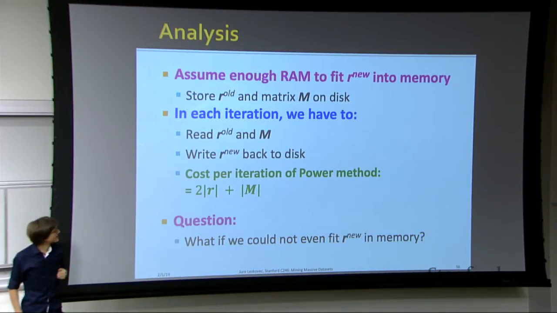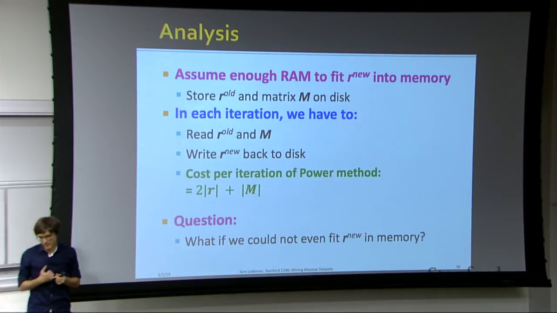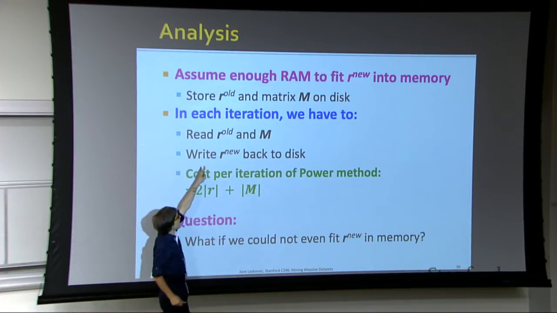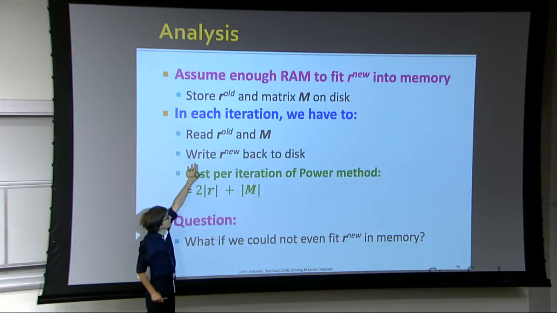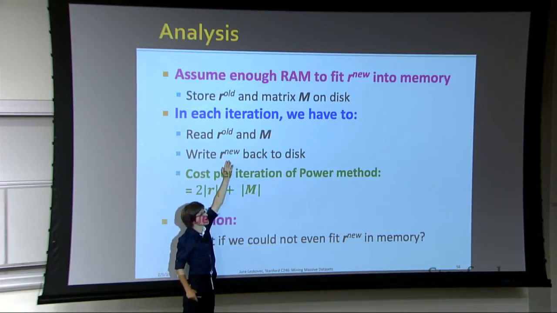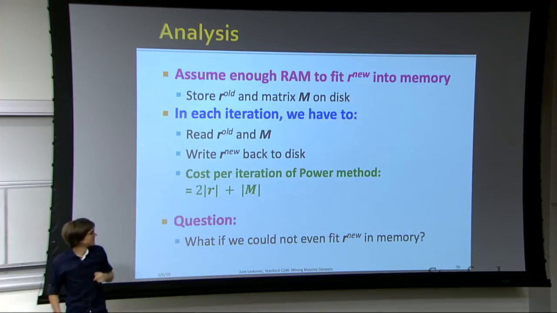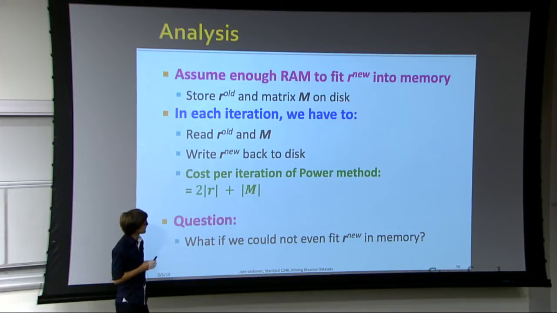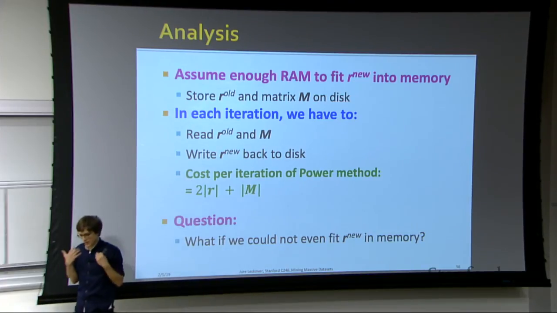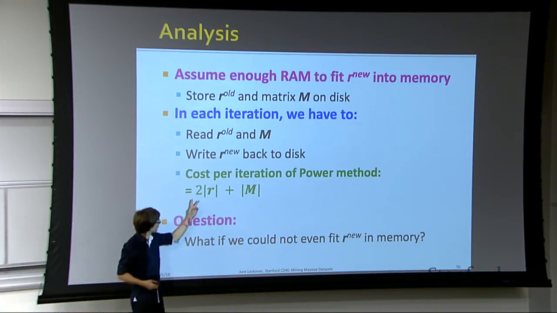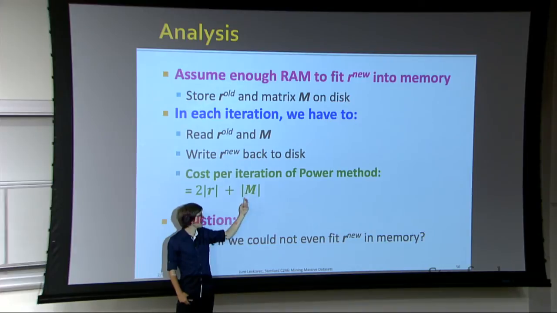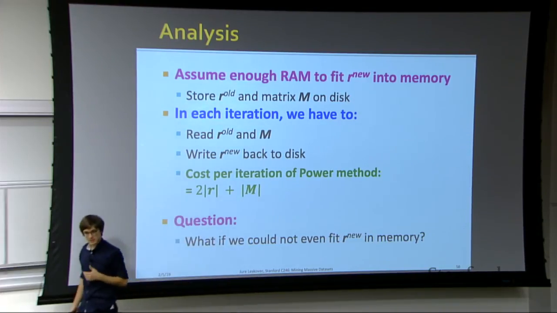So let's analyze this case. I'm assuming I have enough RAM to fit R new into memory. In each iteration, what do I need to do? I need to read through R old and M, and then write R new to disk, so that once I write it to disk, R new becomes R old, and I can repeat the process. Now, what is the cost per iteration of the power method? I'm measuring cost by how much I have to read or write from disk. I have to read the vector R once and write it once, so I have 2 times the size of R, and I have to read the matrix M, and the cost of that is the number of non-zero elements of matrix M.